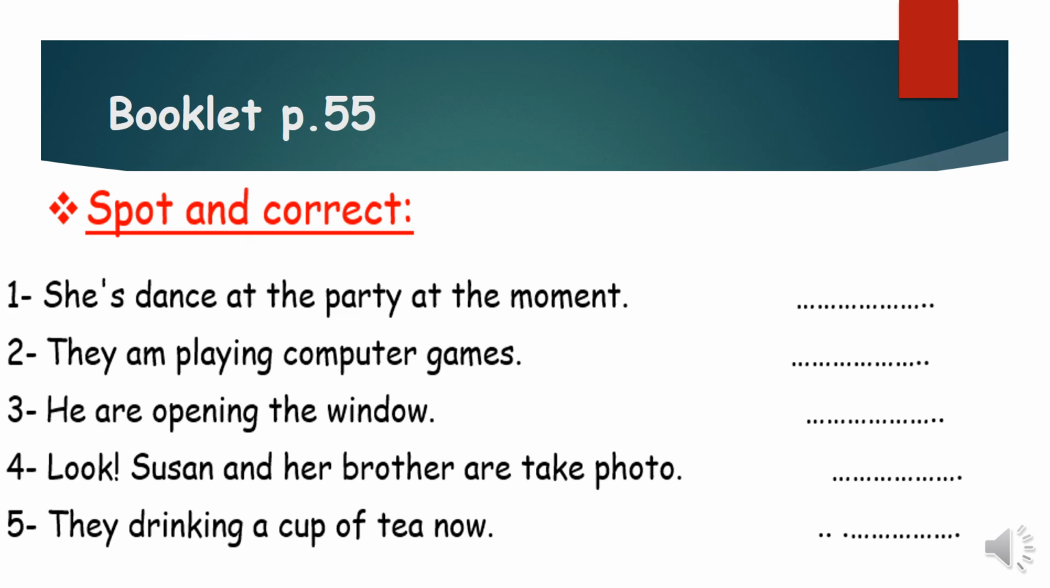Spot and correct. Number one, she's dance at the party at the moment. She's dance? Yes, make a circle around dance. She is dancing at the party. Number two, they am playing computer games. Make a circle around am. Yes, it would be are. They are playing computer games.